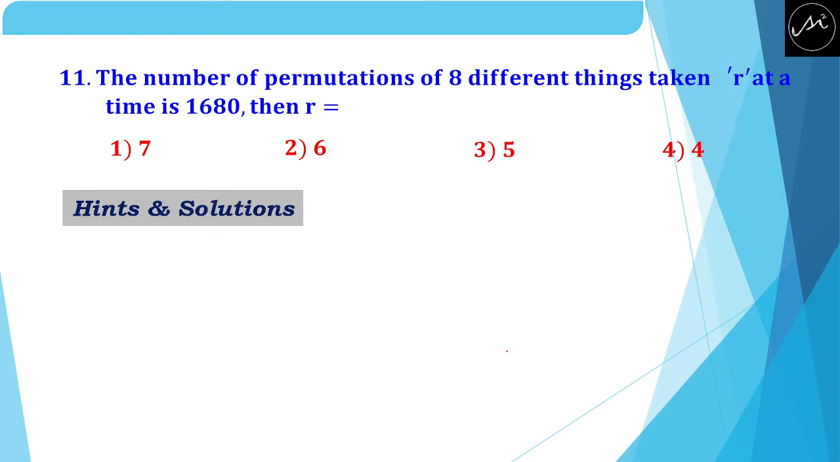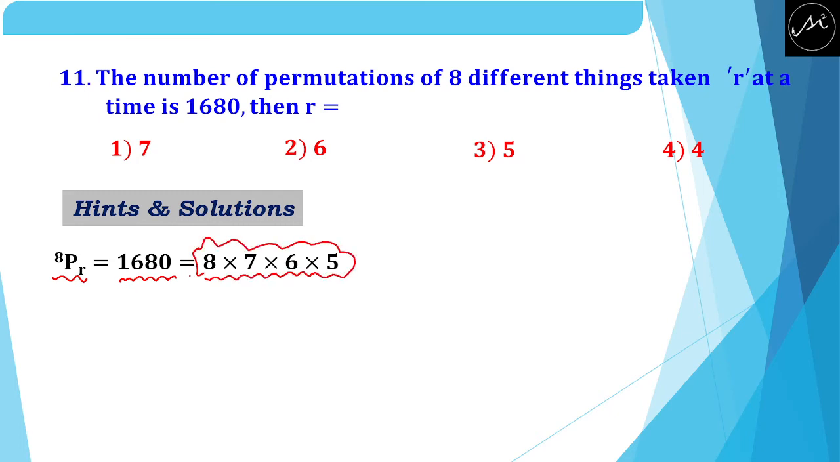So now let us go for the 11th problem. The number of permutations of 8 different things taken r at a time is 1680. Then r is, so see here, 8pr equal to 1680. So 8 into 7 into 6 into 5 gives me 1680. So therefore you can just see r will be equal to 4. So therefore 4 is the right answer.